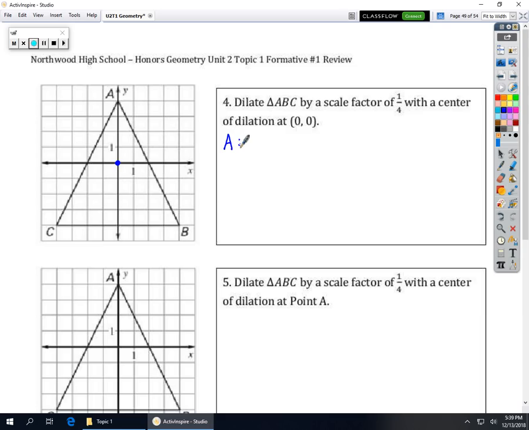So to get to point A, what do I need to go? From the center, I go 4 spaces up. To get to B, where do I need to go? 4 right and 4 down. So right 4 and down 4. And how do I get to C? I need to go left 4 and down 4.